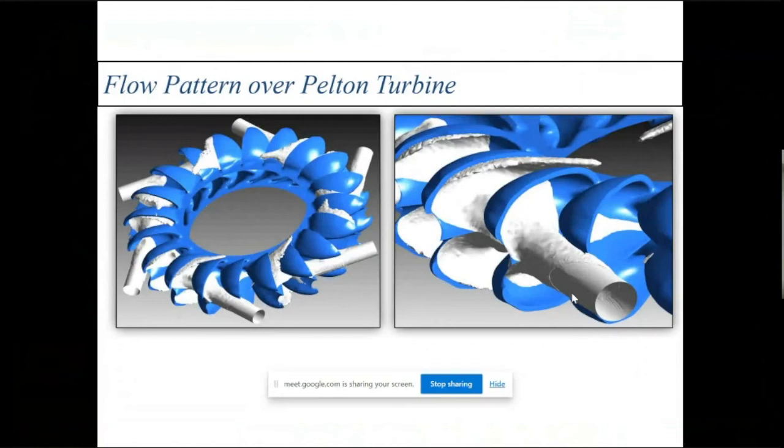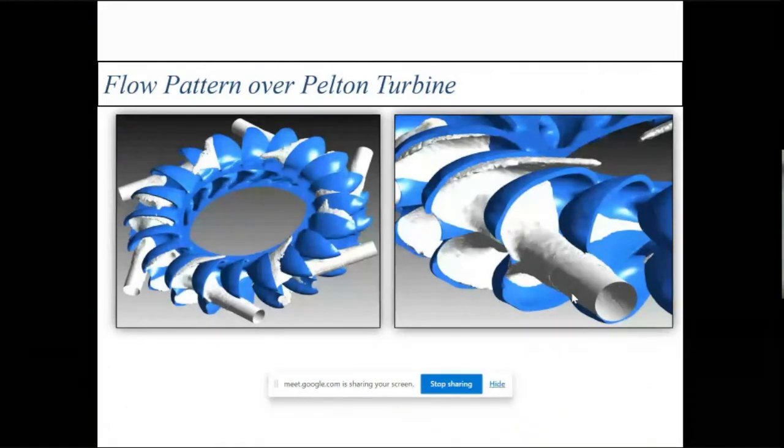Suppose you have four different mesh densities. Then you do the simulation and see how the output parameter, suppose the output parameter here is efficiency, how the efficiency is sensitive to the number of nodes in the mesh. Suppose at level 3 there are 10 million nodes. After that, if you make more nodes, the efficiency is not going to change. Then you can say this 10 million nodes is the optimum number of nodes.